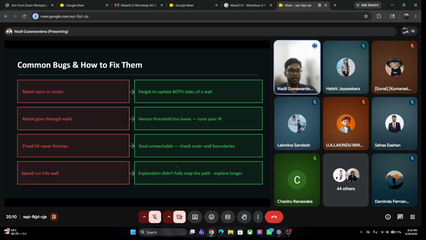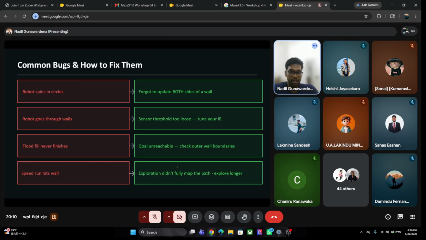Okay, and then the robot goes through walls. That is also because sensor thresholds are too loose, or you haven't detected a wall correctly, you haven't updated that one. And flood fill never finishes.